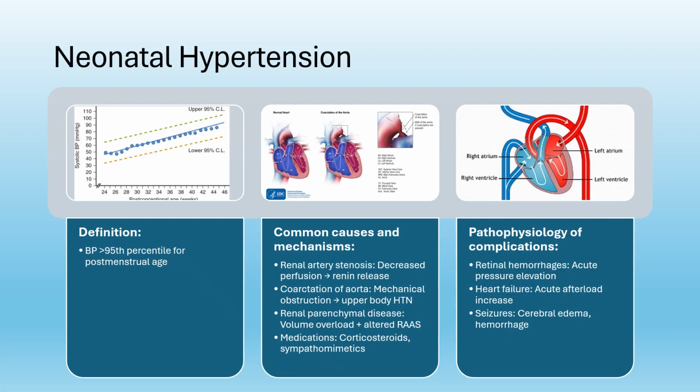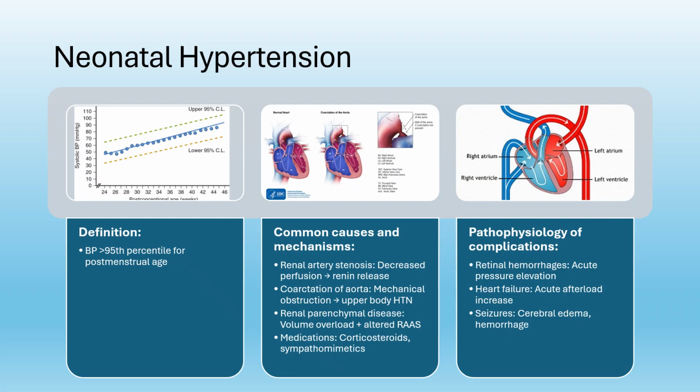Neonatal hypertension represents a complex disorder with multiple etiologies operating through distinct pathophysiologic mechanisms. The definition reflects unique neonatal physiology. Blood pressure exceeding the 95th percentile for postmenstrual age acknowledges that normal values change dramatically during transition from fetal to postnatal circulation. Renal artery stenosis produces systemic hypertension through hormonal mechanisms.